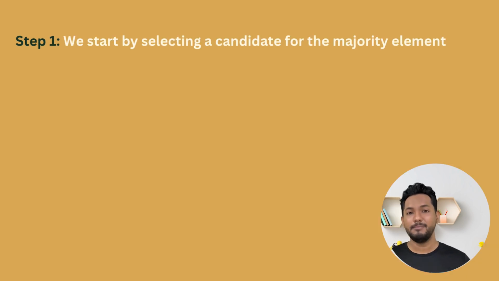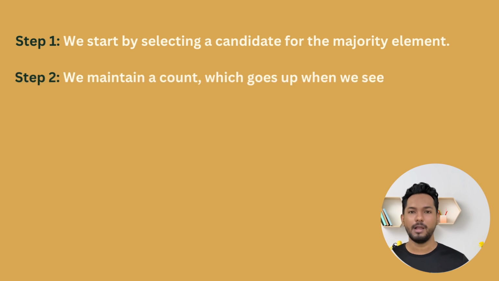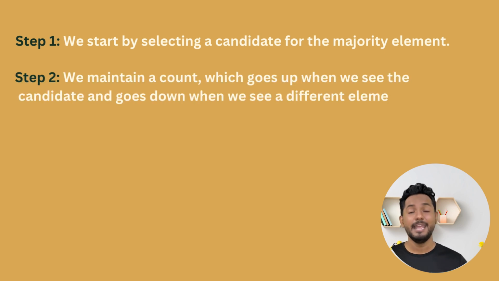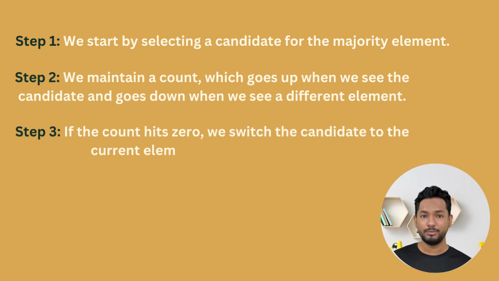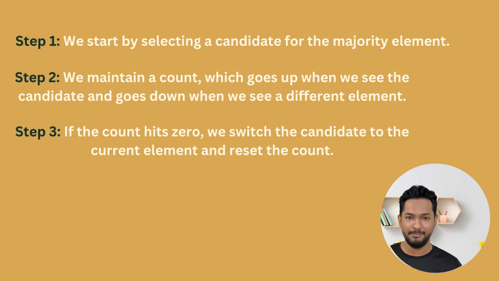Step 1, we start by selecting a candidate for the majority element. Step 2, we maintain a count which goes up when we see the candidate and goes down when we see a different element. Step 3, if the count hits 0, we switch the candidate to the current element and reset the count. At the end of the loop, our candidate will be the majority element. It's kind of like an election where each element votes and we keep track of the leading candidate.